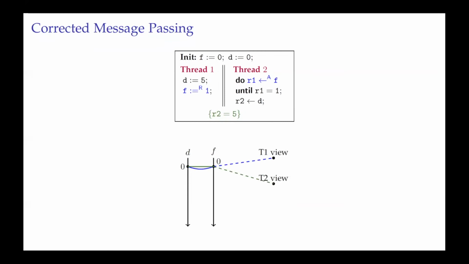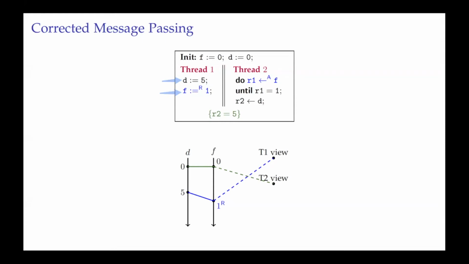We contrast this behavior with the corrected message passing program, namely the program that includes release-acquire synchronization. We have the same initial state as before. After performing the assignment to D in thread 1, we end up with the state that you see here on the screen. Then performing the releasing write to F results in the state that you see here on the screen.